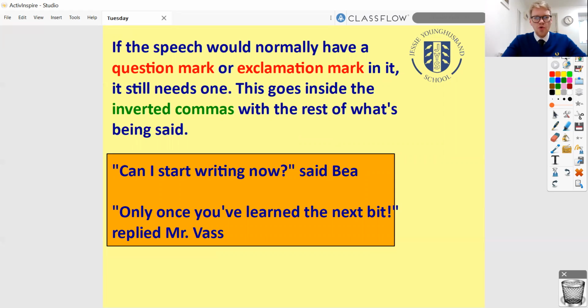If the speech would normally have a question mark or an exclamation mark in it, it still needs one, and that goes inside of the inverted commas. So have a look at the examples here. We've got, "Can I start writing now?" said B. "Only once you've learned the next bit," replied Mr. Vass. So again, the question mark in this case and the exclamation mark down here, they're coming inside of the inverted commas.